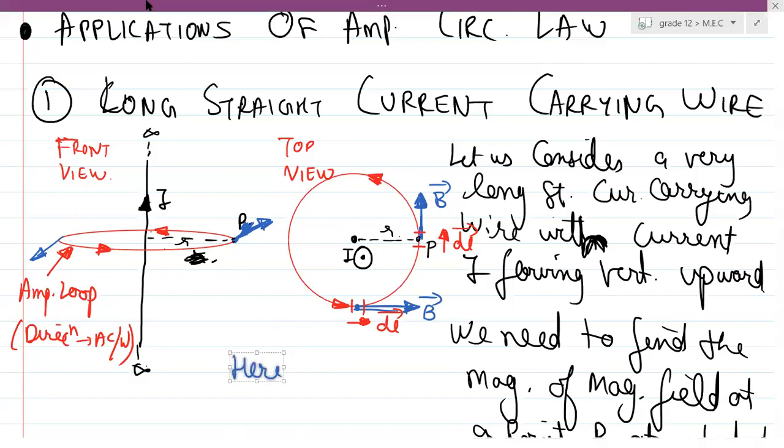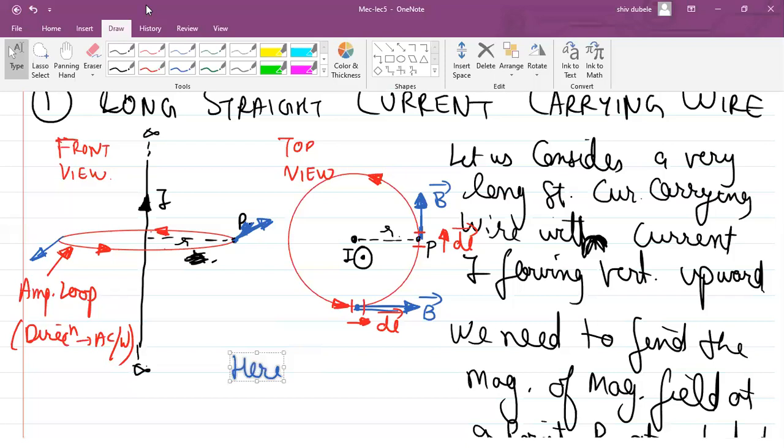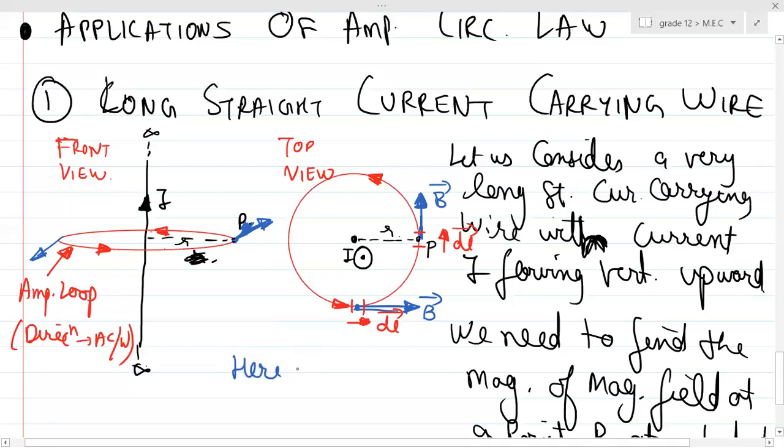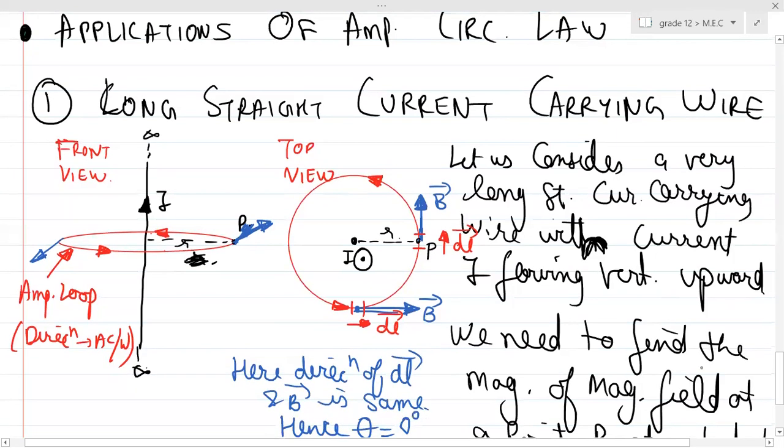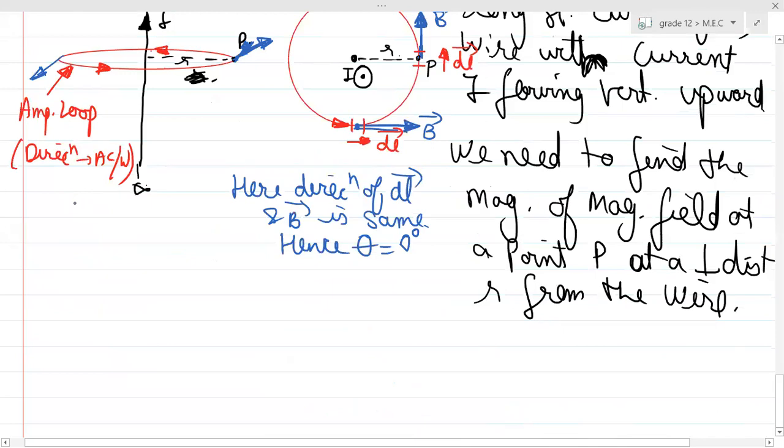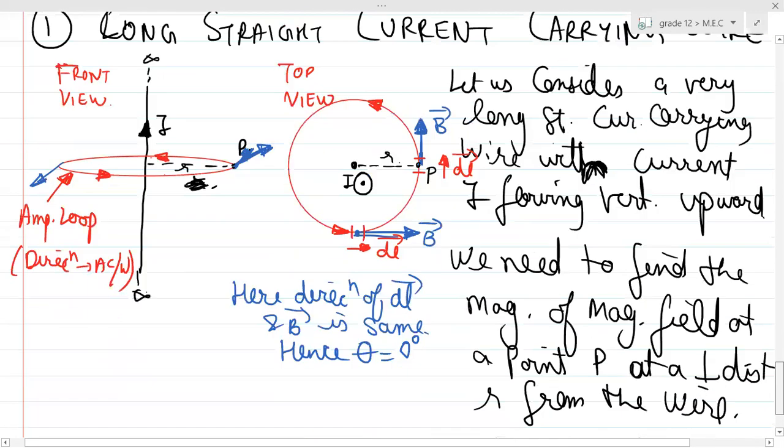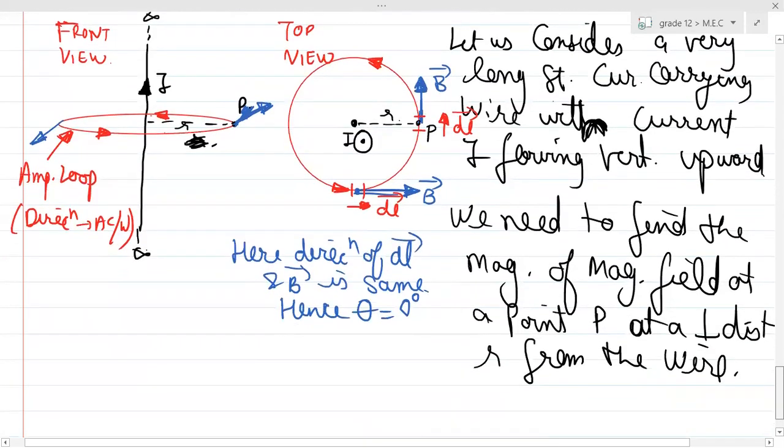Is this clear, guys? Yes, sir. So I think you are pretty much clear about choosing the direction of the loop. So here, the direction of dl vector and B vector is the same. Hence, what is the angle between them? Hence, theta is 0 degree. Is this clear, guys? Yes, sir.